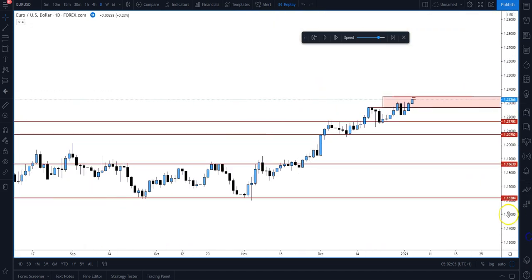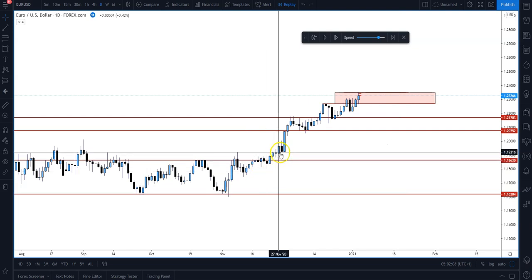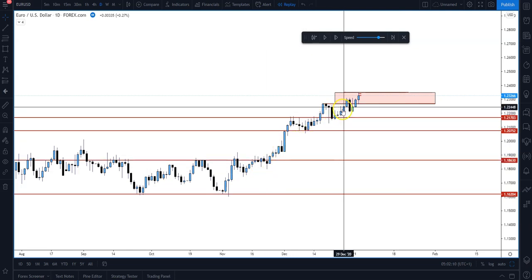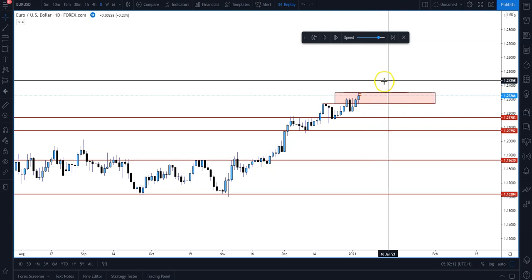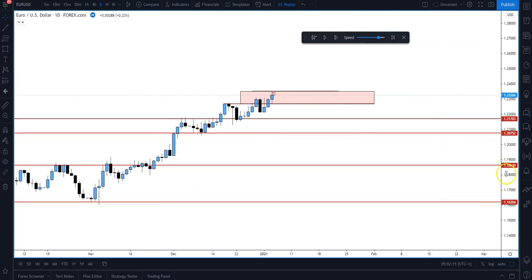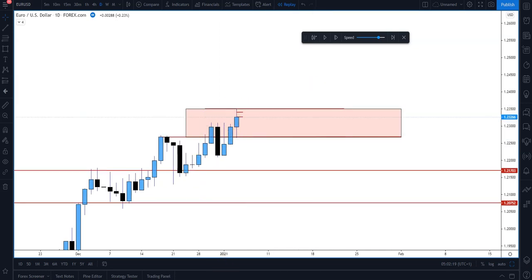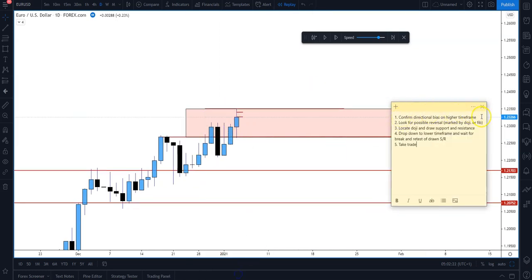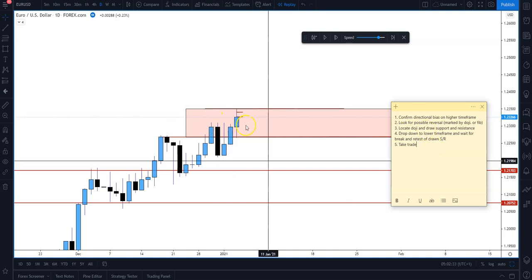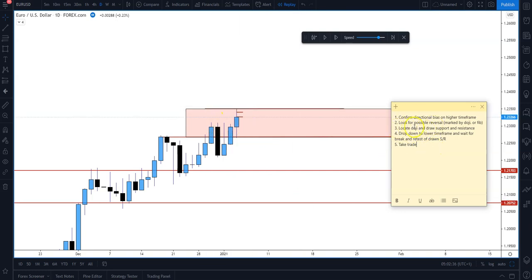If you take a look at market structure and how it moves, whenever the moves get shorter going up or shorter going down, then it's priming for a reversal. So here we got our doji. Confirm directional bias on higher time frame. Look for possible reversal marked by doji. This is a possible reversal. This cannot be marked by Fibonacci because the impulse didn't happen yet for us to even measure with a Fibonacci. Now we locate the doji and draw support and resistance, which we did here.